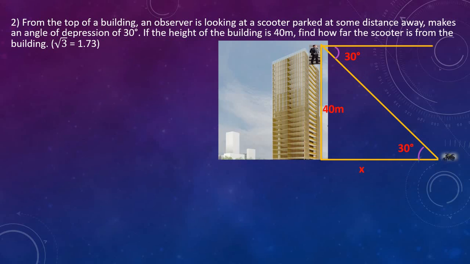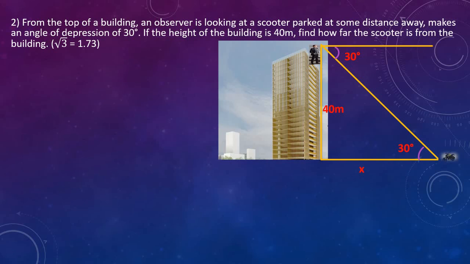As you can see in this picture, there is a building, and on that building a person is standing, and at some distance from the building there is a scooter. The person is observing the scooter which is parked at some distance. When he is observing, it means he is looking downwards, which means he is making an angle of depression of 30 degrees. Also they have given us the height of the building, that is 40 meters. So we need to find the distance of the scooter from the building.